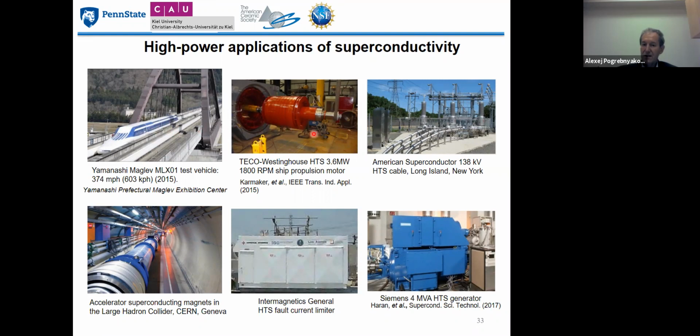Also, superconducting cables are used in motors for transmission of very high density electric currents, and they're used in CERN, in particle accelerators, for focusing the particles, for bending the particle beam, and for example, Siemens makes high temperature superconducting generators.